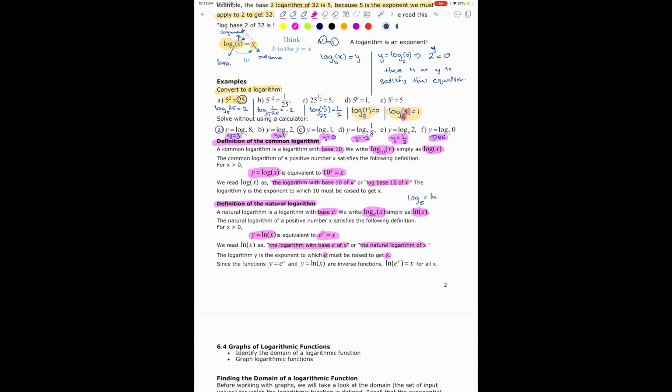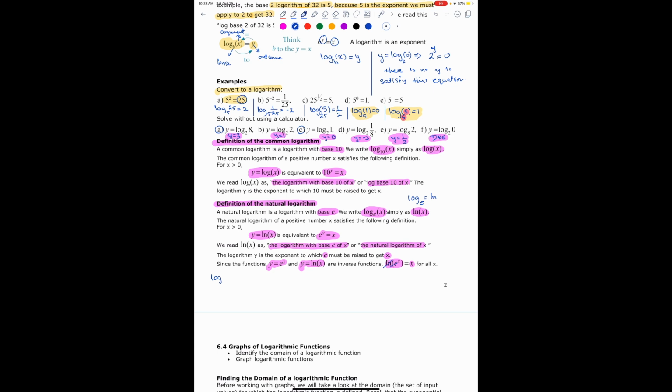Since the functions y equals e to the x and y equals ln of x, or the natural logarithm of x, are inverses, the natural logarithm of e to the x is equal to x. In other words, ln cancels the function e because those are inverses of one another, and that happens for all x. So, a few facts that we collected from here.